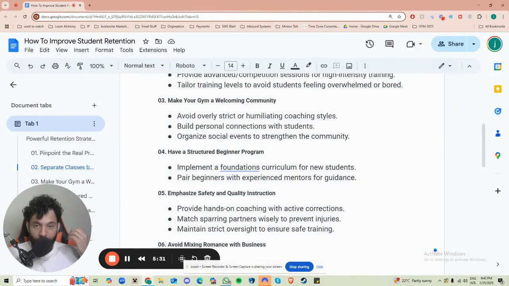Remember, if a student feels connected and feels part of a community, it makes it 70% harder for them to fall off, compared to if they don't feel part of it. If their friends are training with them, if they're good friends with the coaches, and the students get along, it essentially creates a community vibe.